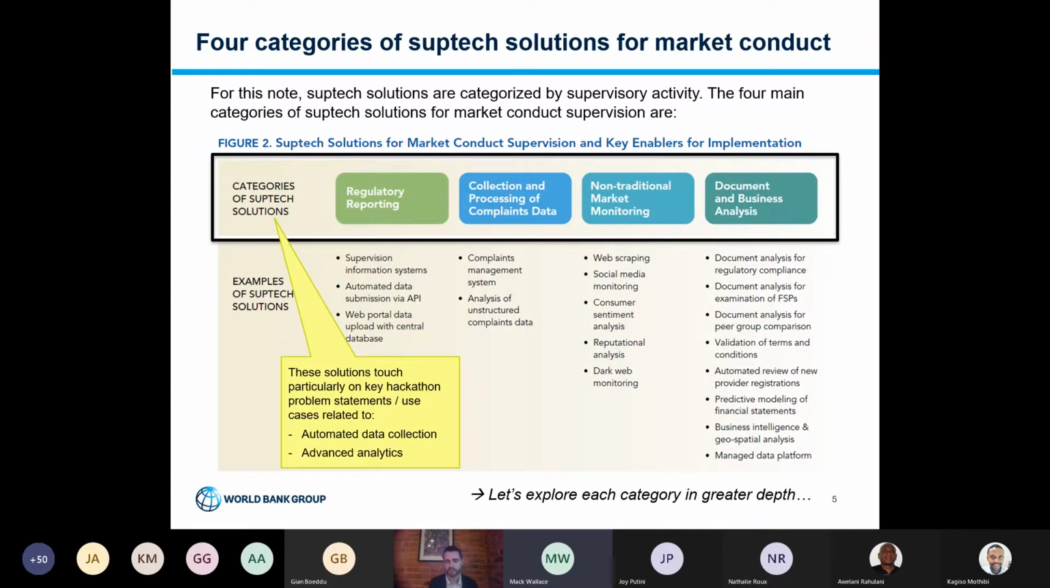And then the fourth around document and business analysis. Advances in analytics have been most profound in the realm of unstructured text data. For example, natural language processing, or NLP, can ingest and analyze large quantities of documents, extracting insights in seconds, where previously it would have taken weeks, or not been possible at all, by a supervisor. And given the more qualitative nature of market conduct supervision, advancements in the analytics of text present a potentially significant breakthrough moment. So what I'll do is quickly go through a high-level example of each here.